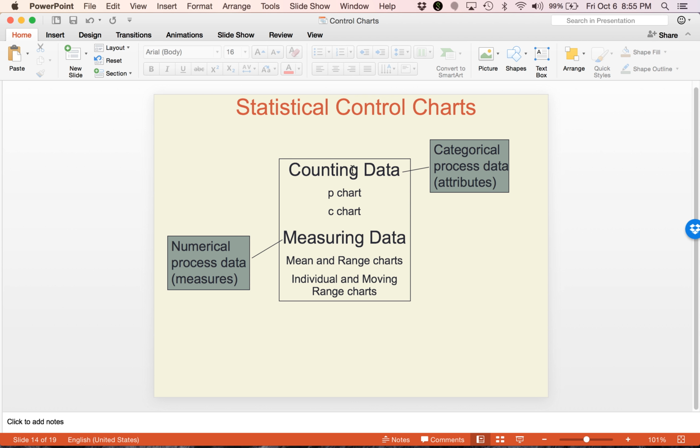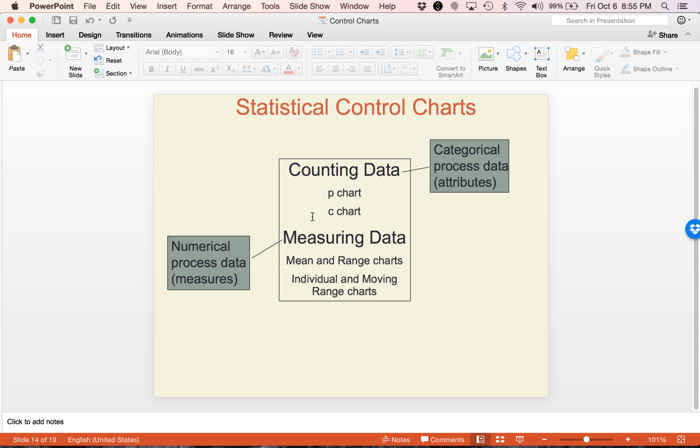So control charts come in a lot of different flavors depending on the kind of data you're working with. The main ones we're going to talk about are P charts, C charts, mean and range charts, and individual moving range charts, or individual X and R charts, as they call them. The kind of chart you would use depends on the kind of data for the problem you have. If you have data that counts stuff, like the number of defects, that's categorical data, and we're going to use a P chart or a C chart.